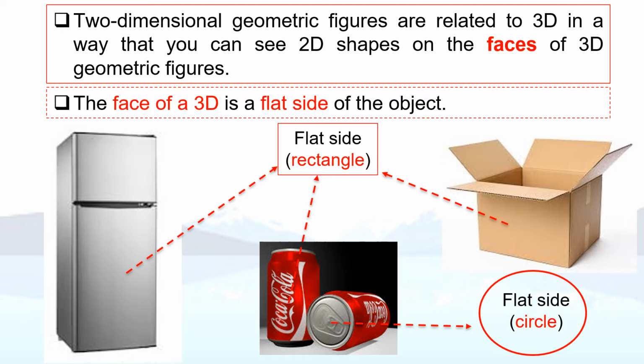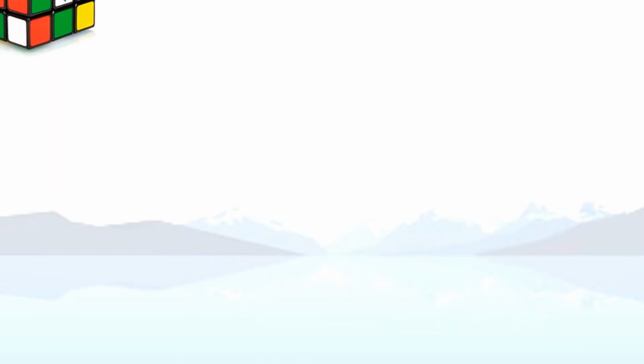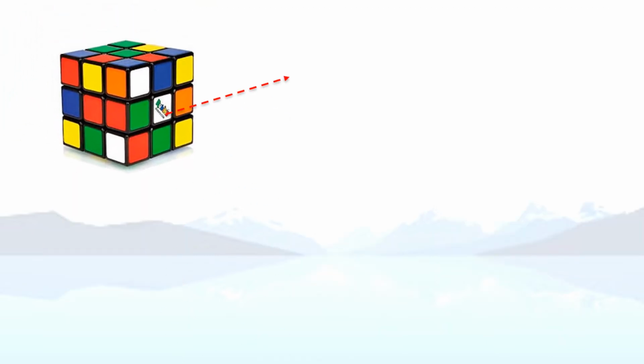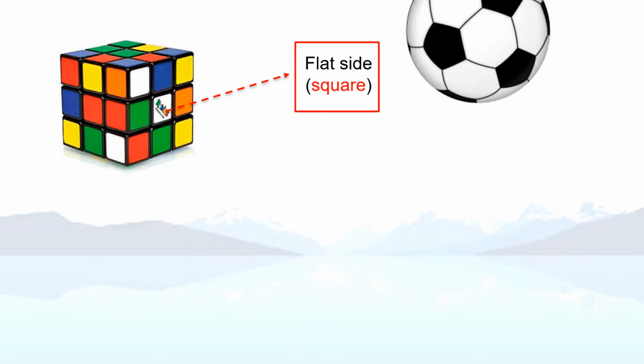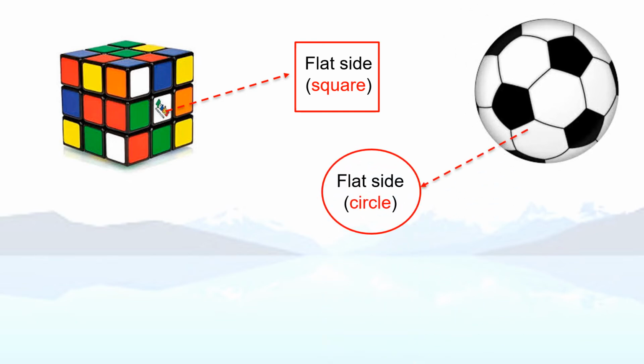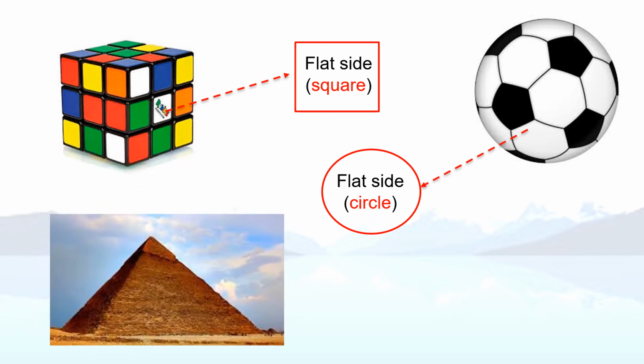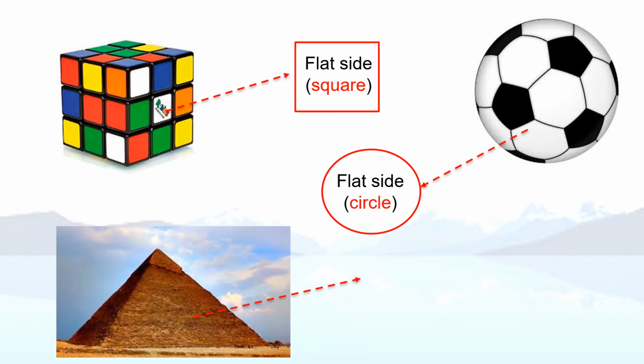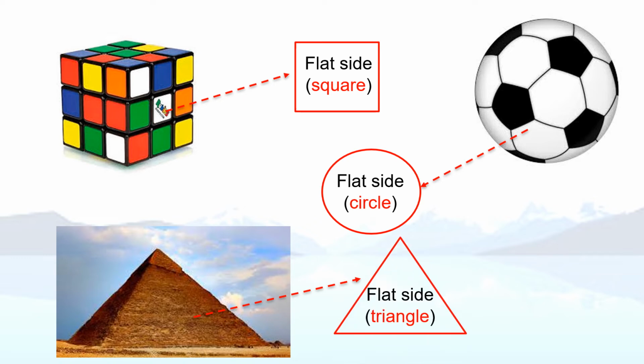As you can see, these 3D objects are composed of flat sides, which are two-dimensional. So we have this Rubik's cube. This side is a flat side and it is a square, and we have the football. So we have the flat side, which is a circle, and we have the pyramid. And then this side or flat side is a triangle. And at the base, it is also flat, which is a rectangle.